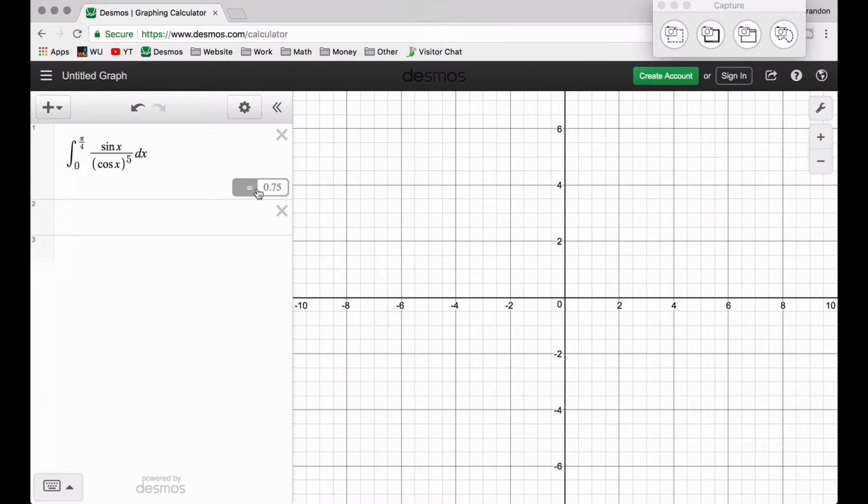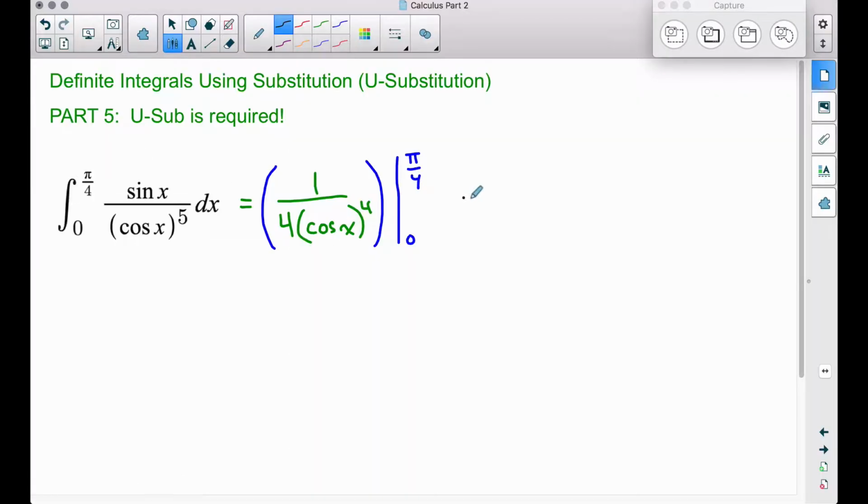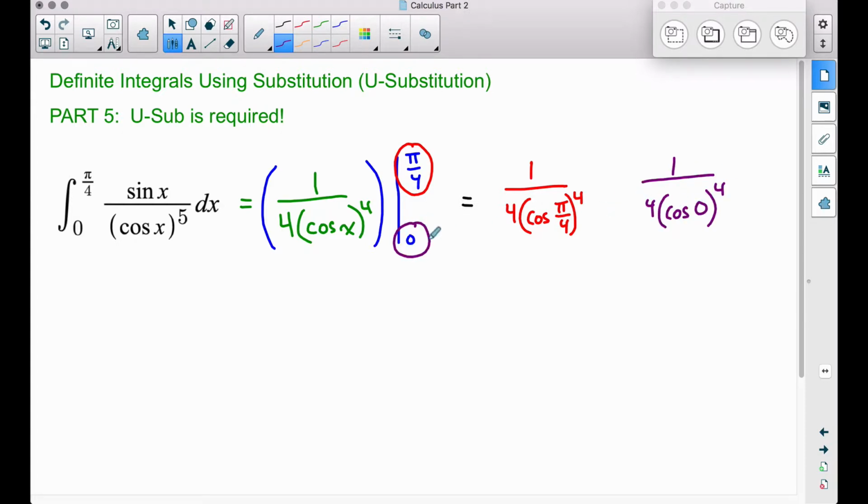Now, just checking this over in Desmos real quick, we should get 3/4 or 0.75. So let's see how we get that. Let's take the pi over 4 and plug it into x. Therefore we have 1/4 with the cosine of pi over 4 to the 4th power at the bottom. All we did here was plug in the pi over 4. Now let's plug in 0. Same thing here, plugging in 0 for x, and don't forget to subtract these two values. Now let's evaluate this. So we have the 1/4 down here, cosine of pi over 4.